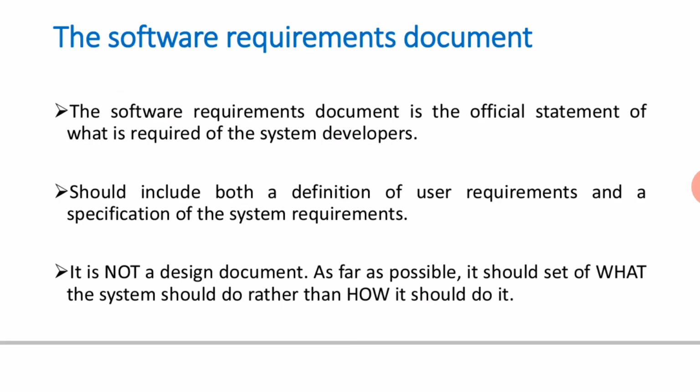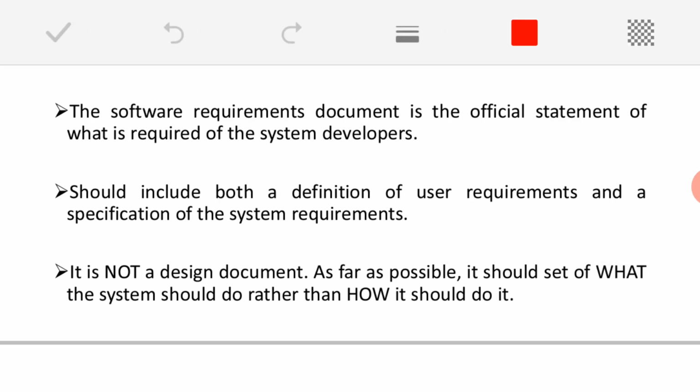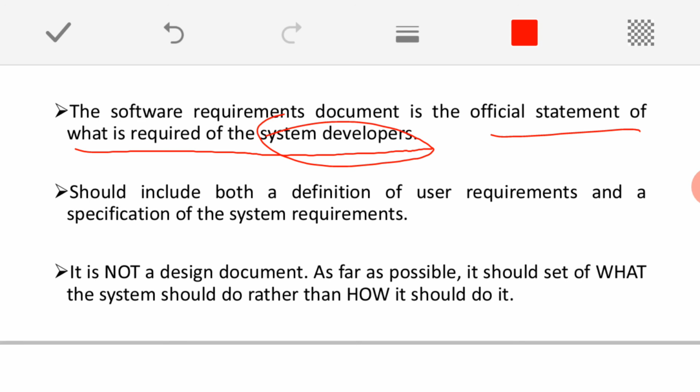The first point is that the software requirement document is the official statement of what is required of the system developers. Basically, every system developer is going to depend on it. Every requirement in detail, with technical perspective, along with the necessary diagrams and all related information, will be defined in this document, which helps developers design and implement the actual functionalities and services that we expect from the software to be developed.